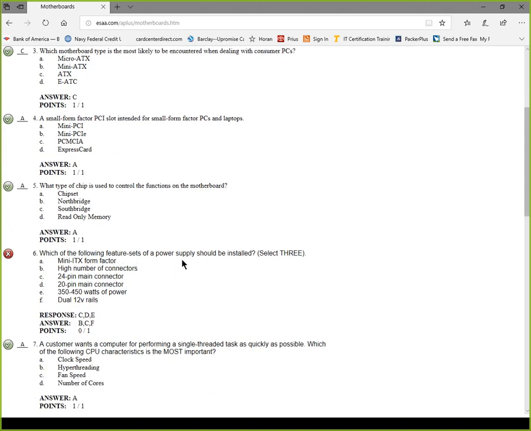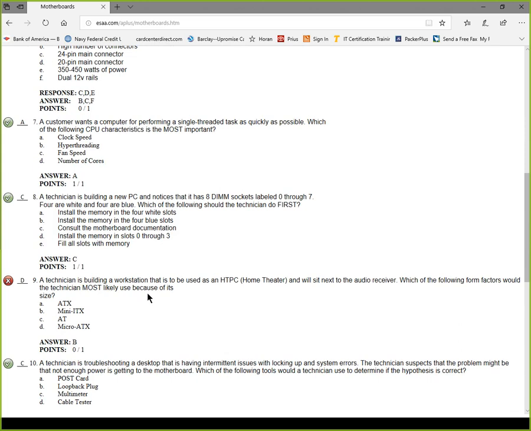Which of the following feature sets on the power supply? In this one, we want a high, let's see, C, D, and E. Our response was C, D, and E, and B, C, and F. We want a high number of connectors. We want a lot of power connectors for a power supply. 24 pin, yeah, we need that. We don't need the 20 pin if we've got the 24 pin, because the 4-pin addition will come off and make it a 20 pin connector if we need that. And then they want the dual 12-volt rails.